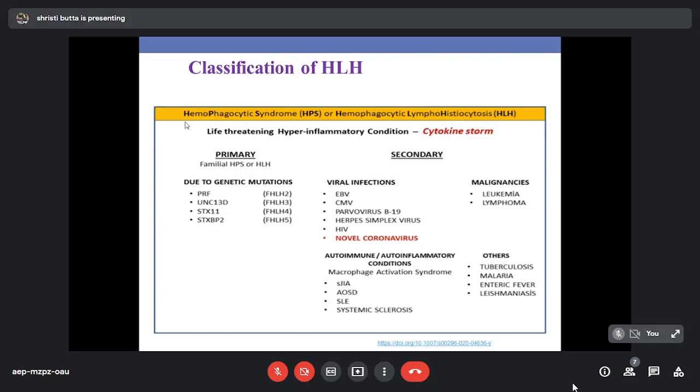So let's see the classification of HLH. Here you go. You have the primary HLH, which is familial. It is associated with genetic mutations in PRF1, UNC13D, etc. Then we have the secondary HLH. This secondary HLH is the one which is called the macrophage activation syndrome. It may be associated with viral infections: Epstein-Barr virus, cytomegalovirus, parvovirus, herpes simplex virus, HIV, and also the novel coronavirus. You also have malignancies like leukemia and lymphoma and some autoimmune conditions like juvenile idiopathic arthritis, adult onset Still's disease, SLE, systemic sclerosis, etc.